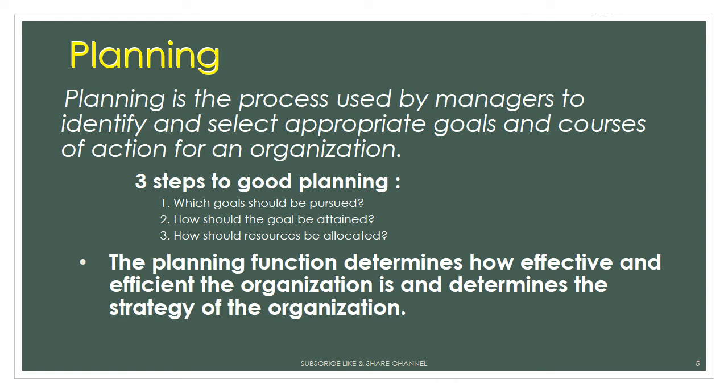Let's see each function in detail so that you understand and, if you are a student, you would be able to write it, and if you are learning as an adult professional, you would be able to even execute your job function in a better way. Planning is a process used by managers to identify and select appropriate goals and courses of action for an organization. And once you speak of an organization, there are three very important basic steps for good planning. Which goals should be pursued? Like there is a set of goals.